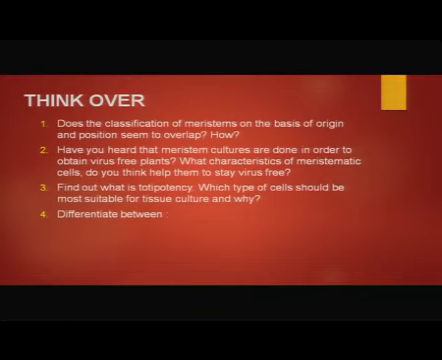Third, what is totipotency? Find out about it. Which type of cells should be most suitable for tissue culture and why? Lastly, I would like you to differentiate between xylem and phloem. We have discussed a lot of points differentiating between xylem and phloem, and next, collenchyma and sclerenchyma. Both types of cells have thickenings on the cell wall somewhere or the other. So, they seem to be similar, but I know you will be able to find out differences between collenchyma and sclerenchyma.